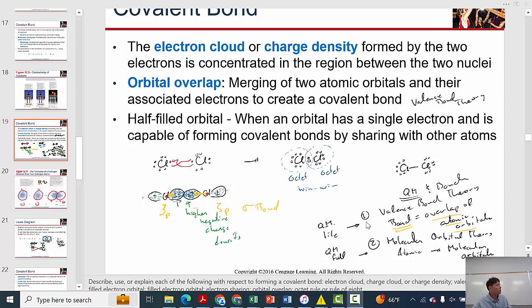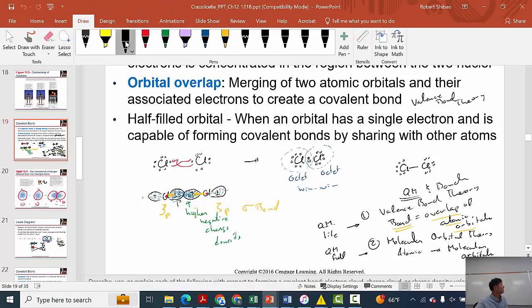The light version of the quantum mechanics is called valence bond theory, in which a bond is formed by the overlap of atomic orbitals. So here we have sigma type overlap. This is two p orbitals. Each p orbital is like this figure 8. And then we could also have pi type overlap. And so let me draw that here.